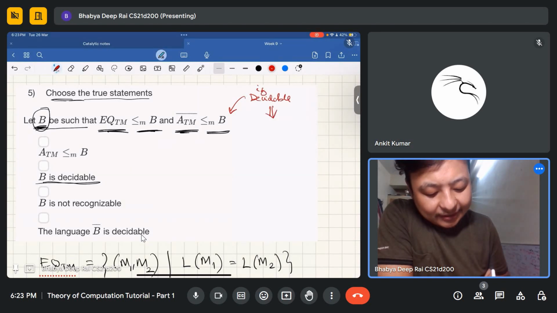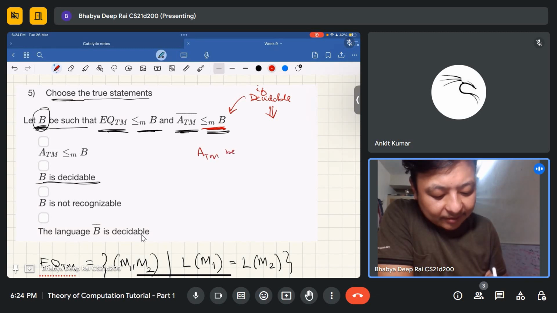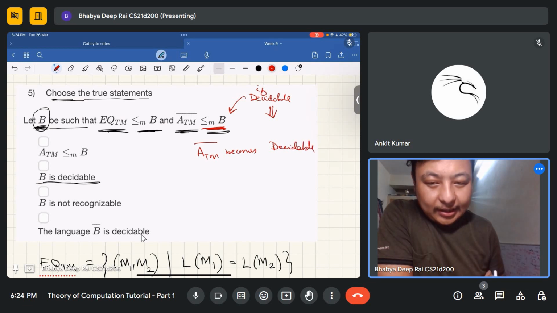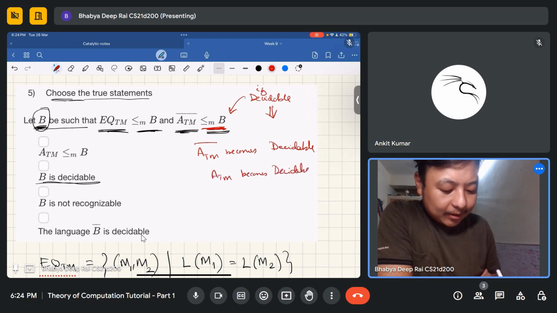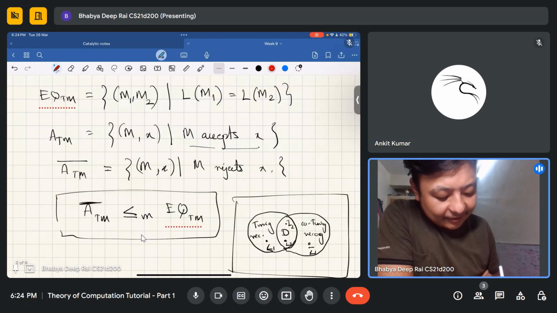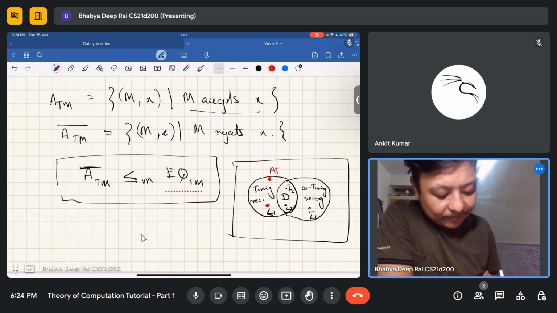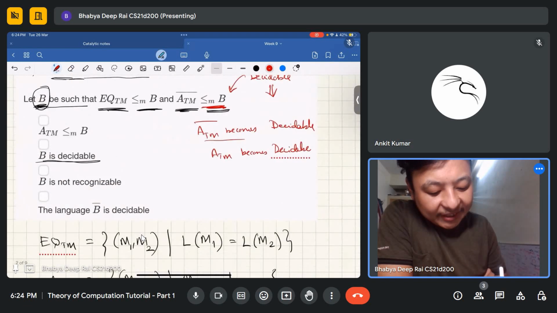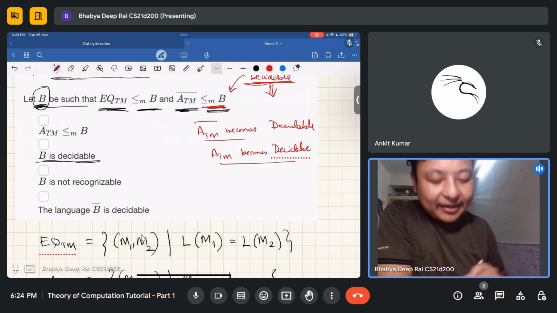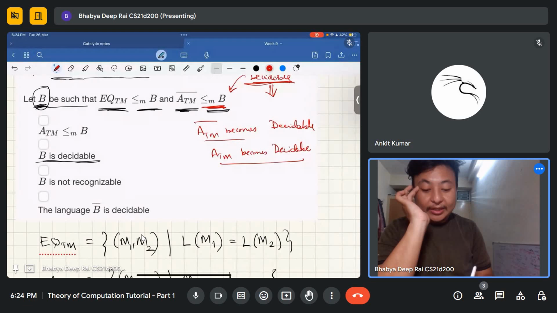then what happens? The fact that the reduction exists from ATM bar to B means that ATM bar becomes decidable. And since decidable languages are closed under complement, ATM becomes decidable. But we know that ATM is strictly contained in here. ATM is here. It is not contained in decidable. So it cannot be that B is decidable, because then ATM would become decidable. Okay. So this is not an option.